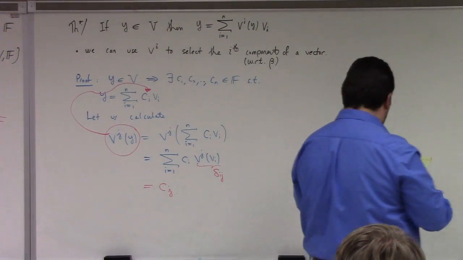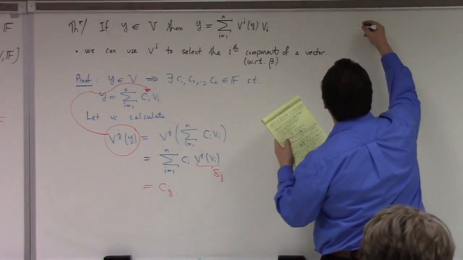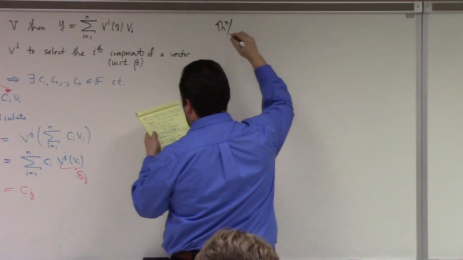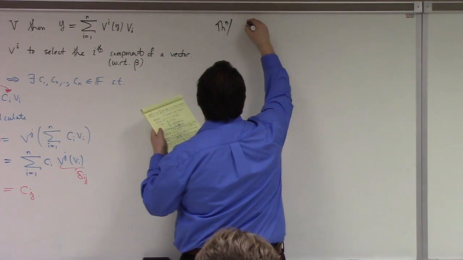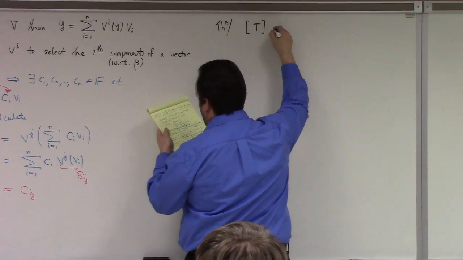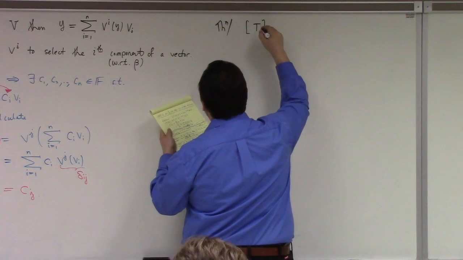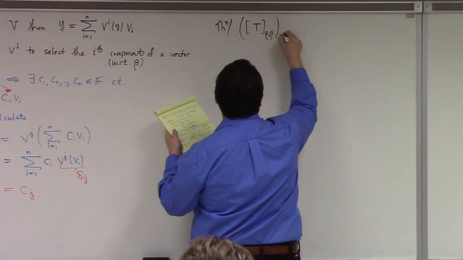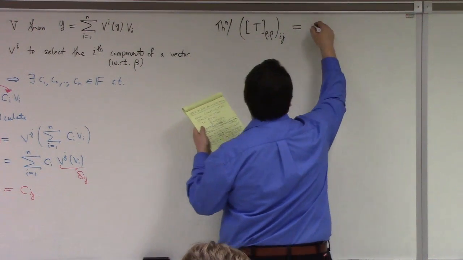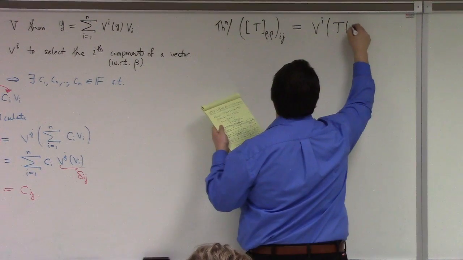Alrighty. So let's see here. Another theorem would be this, and this is really a corollary to a theorem we did before. If we have a linear transformation T on V, the ijth component of T beta beta is just equal to V upper i acting on T of V lower j.